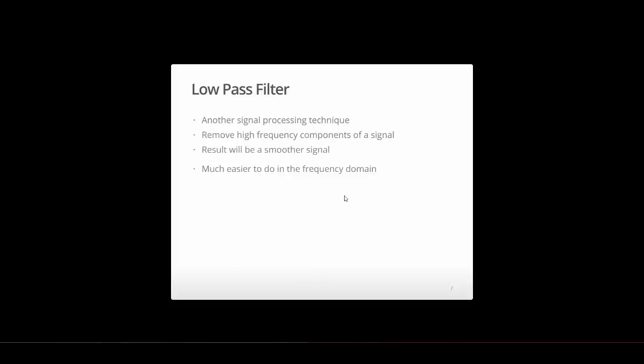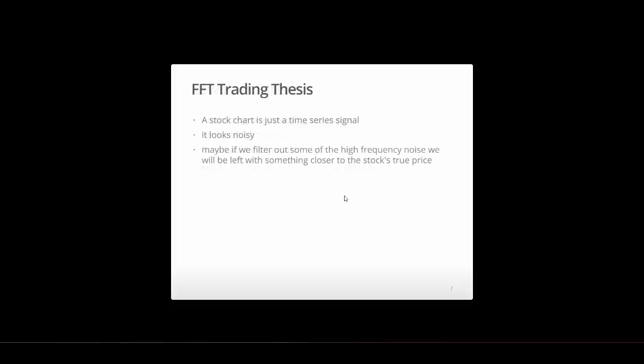Add on that low-pass filter, which basically smooths the signal out. It's a signal processing technique that is very easy to do in the frequency domain. So once we have transformed the signal to something that has those nice little spikes that we just saw, it's very easy to apply a low-pass filter to it.